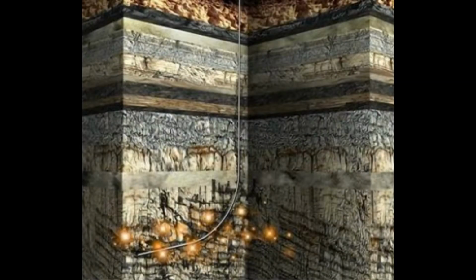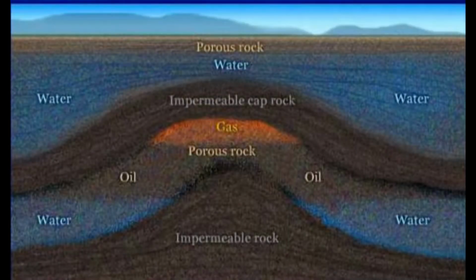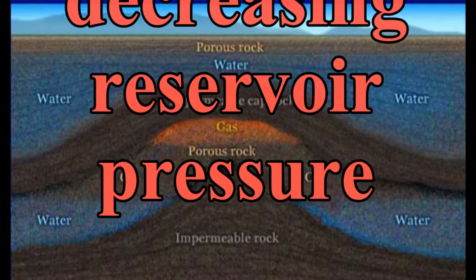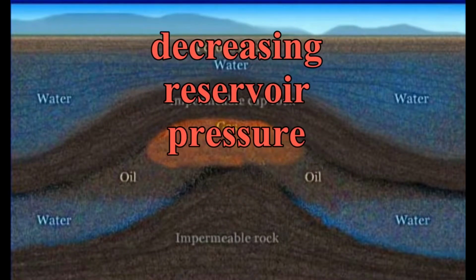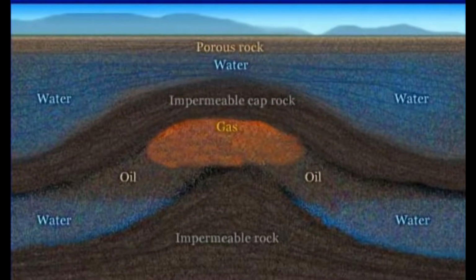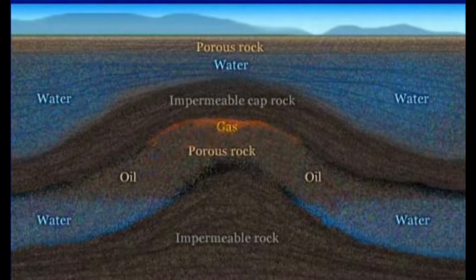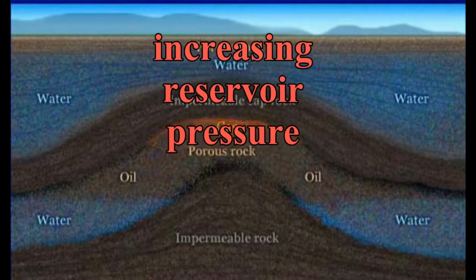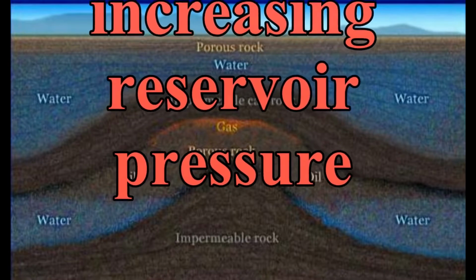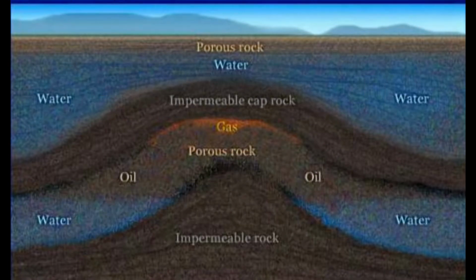The gas cap is a layer of gas that sits at the top of the reservoir after bubble point pressure has been reached. By decreasing reservoir pressure below the bubble point, more gas is released into the gas cap. By increasing reservoir pressure below the bubble point, more gas is forced back into the gas solution.